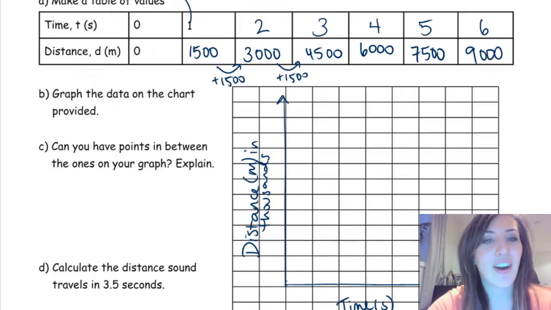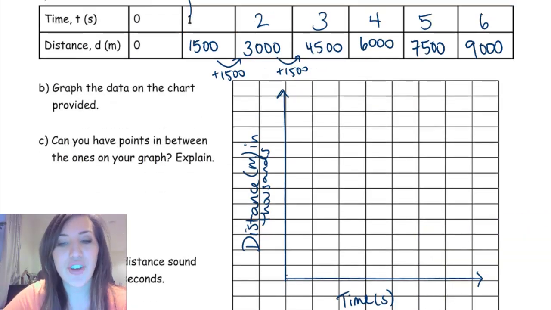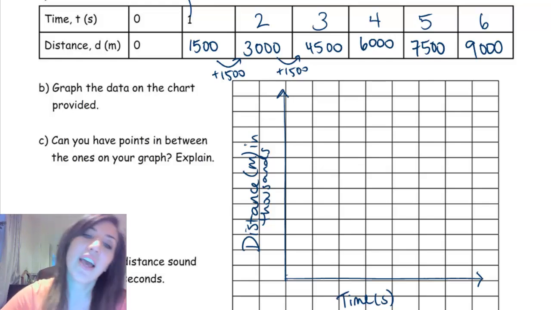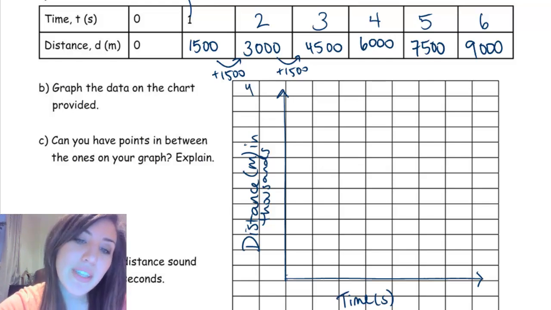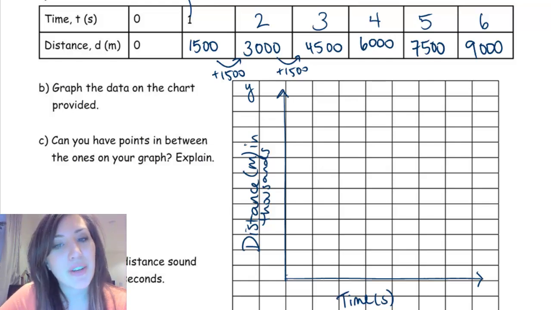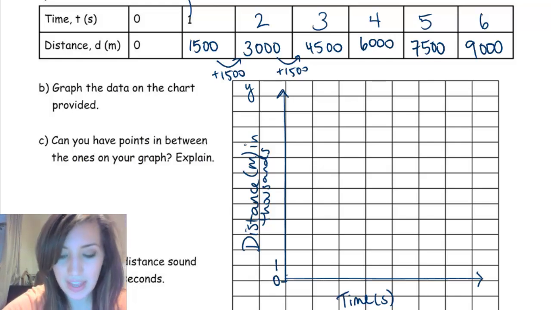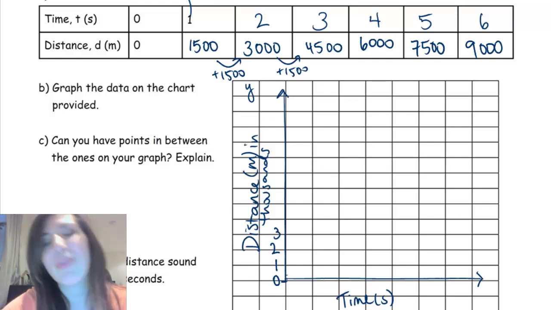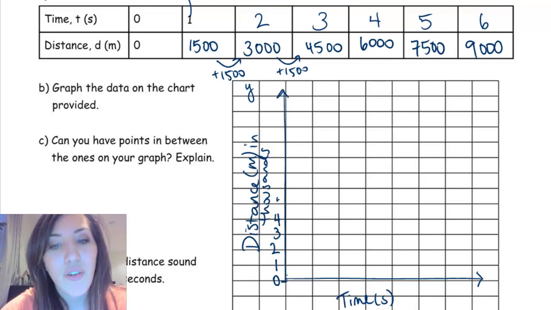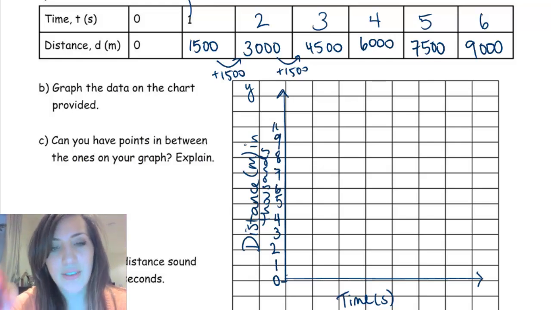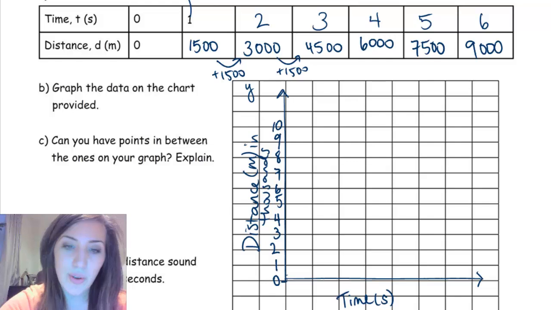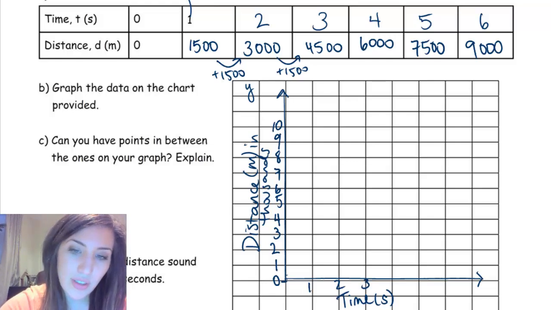Now let's graph the data on the chart provided. So for this chart, I've already drawn in my lines, and I've also labeled my axes. On the y-axis, I labeled this distance, and I put in brackets my units, meters, and then I put in thousands, because this way I can say this is 0, this is 1,000, 2,000, so I don't have to write 3,000 every time. I can just write a 3, 4, 5, 6, 7, 8, 9, 10 thousand. And for our time, I have seconds as my units in brackets. So I'm going to say 0 and then 1, 2, 3, 4, 5, 6.